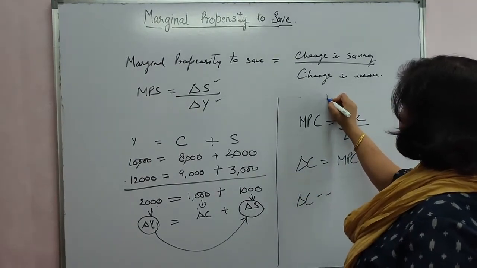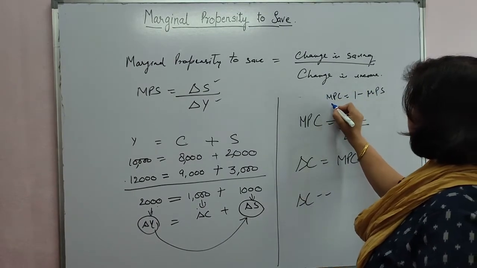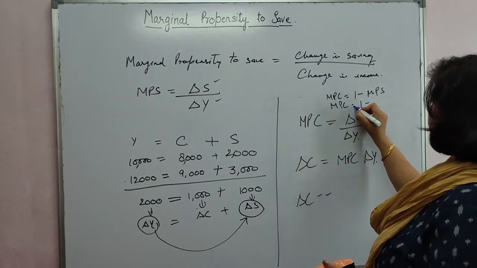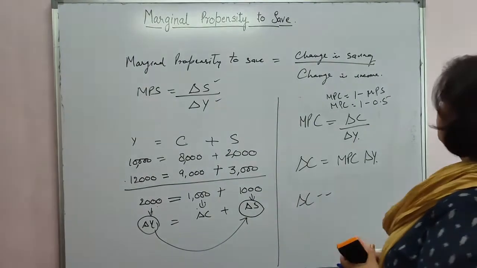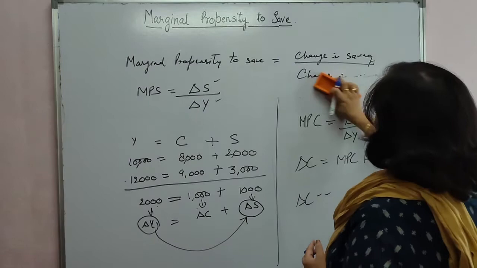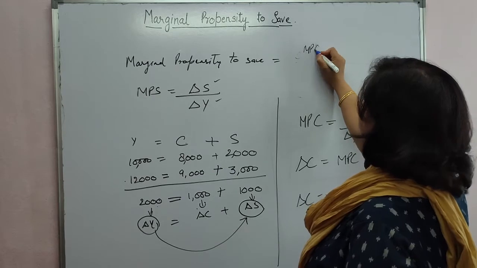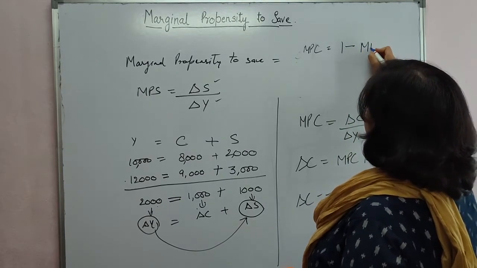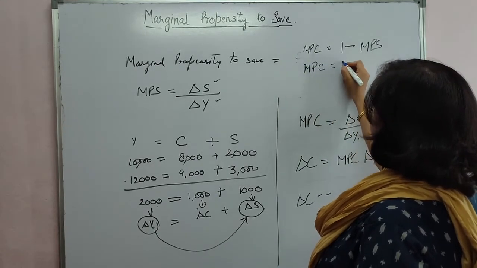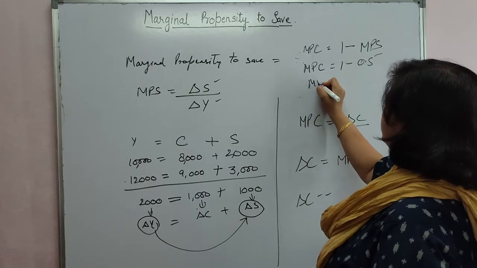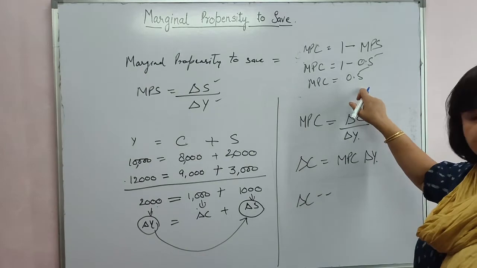The value of MPC is equal to 1 minus MPS, which is 1 minus 0.5, since the value of MPS is equal to 0.5. I will write it in bigger font. MPC is equal to 1 minus MPS. Now the value of MPS is 0.5, so we will get the value of MPC also 0.5. 1 minus 0.5 is equal to 0.5.